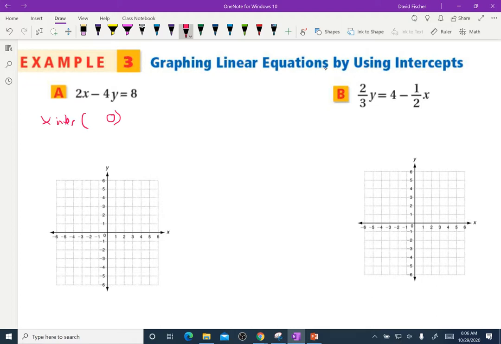So I put a 0 in for the y, so that means this all goes away, and I have a problem that's called 2x equals 8. Now, do you agree I would divide both sides by 2? 8 divided by 2 is 4.